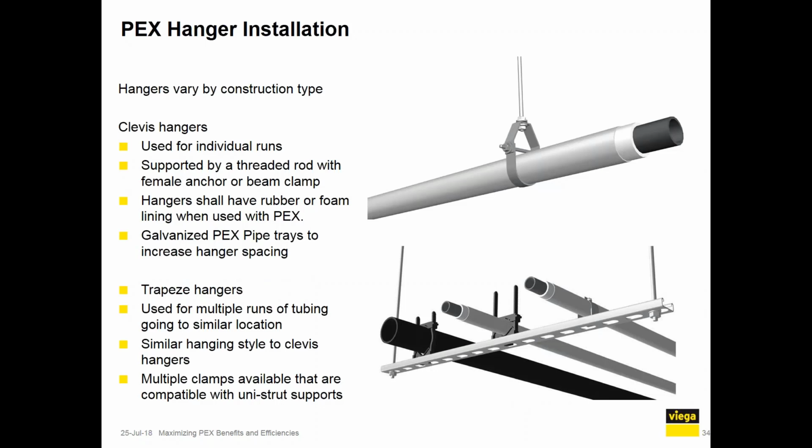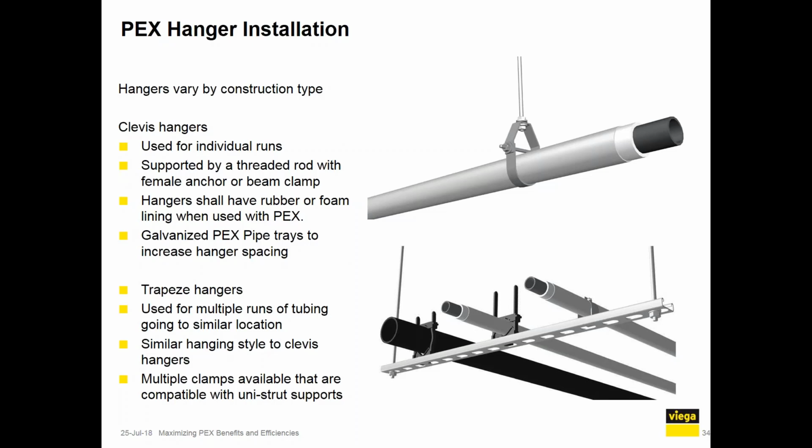So there are a variety of hangers for PEX, including clevis and trapeze hangers that you see pictured here. Often these will be supported with a threaded rod, and they should have rubber or foam lining when they're directly in contact with PEX. However, if you have a PEX support tray, which gives PEX the same rigidity as a metallic pipe, you may not have to use that same rubber or foam lining. We do offer galvanized PEX pipe trays to increase that hanger spacing.